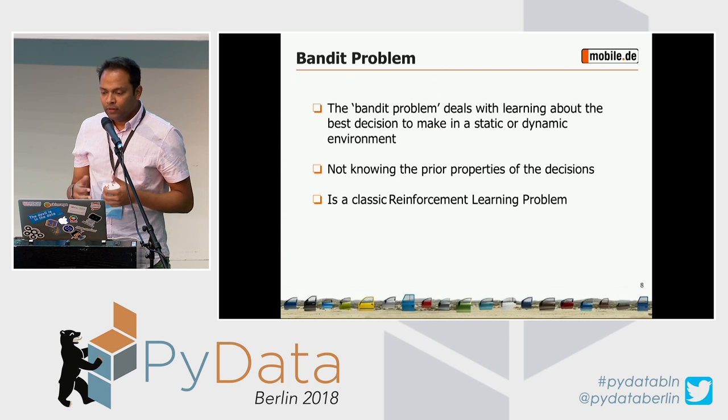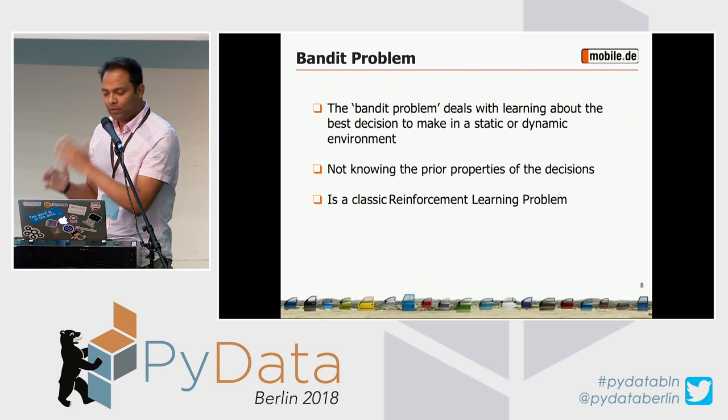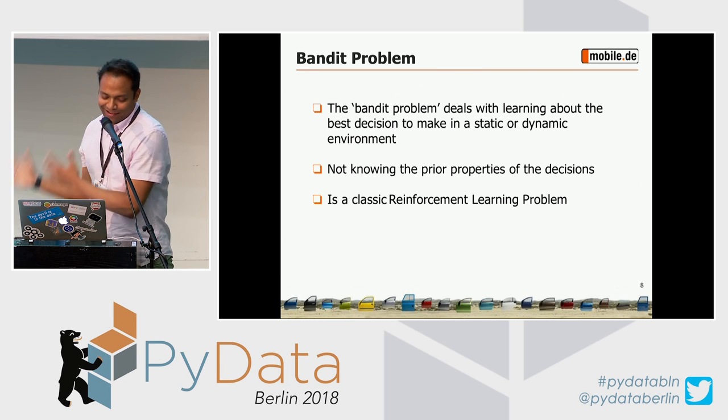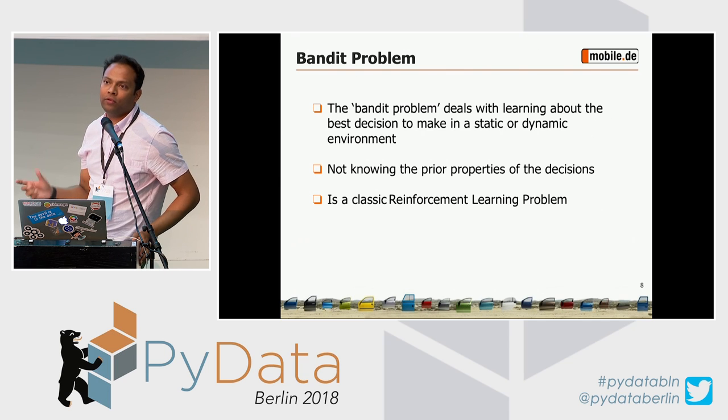And adding to that, bandit problems really do not know what's going on. They just see, come, react, and then adapt. That's the cool thing about it. You really don't have to throw in loads of prior knowledge. Well, take it with a pinch of salt. For example, there are also Bayesian bandits, where you can throw in priors. And this is classical reinforcement learning.